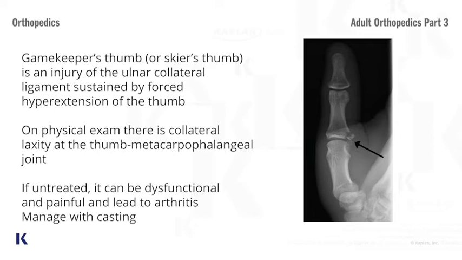And whatever trauma pulls your thumb back, the most common is skiing. But I will tell you, one of my best friends is the chief of police. He's a big guy with big hands, and he has bad arthritis in the joints of his thumb.